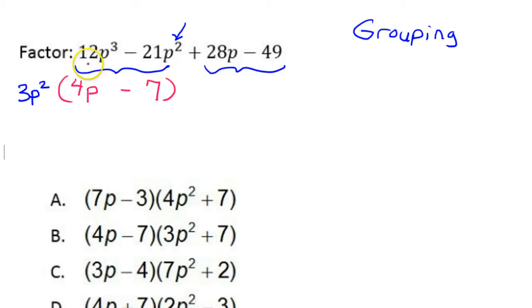And in my mind, I'm imagining doing the distributive property. 3 times 4 is 12. P squared times p would be p to the third power. And 3p squared times 7 will give me 21p squared. Okay, so I've got that.